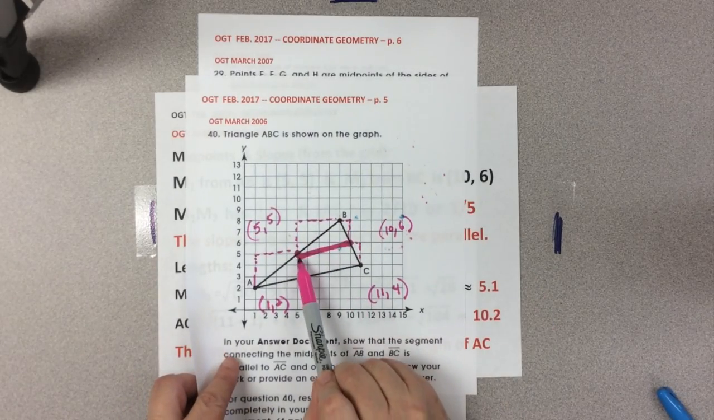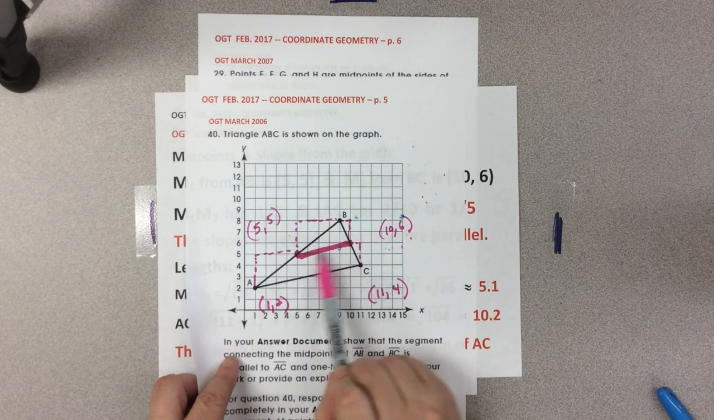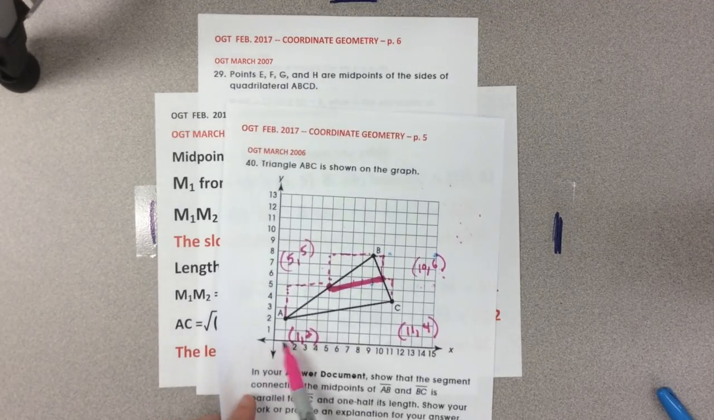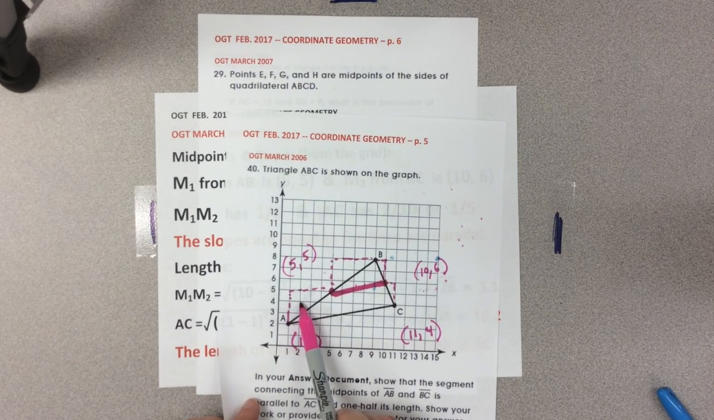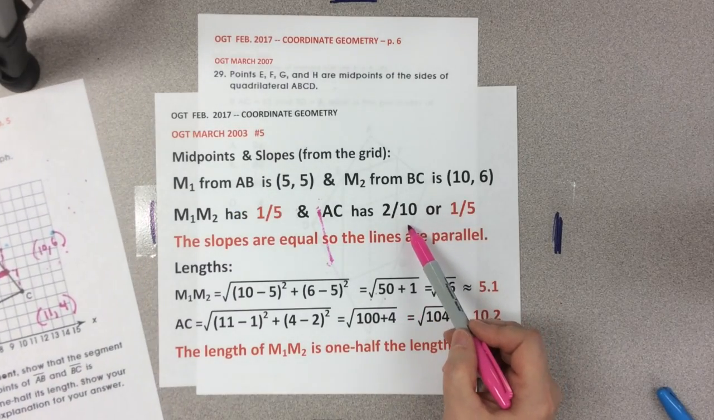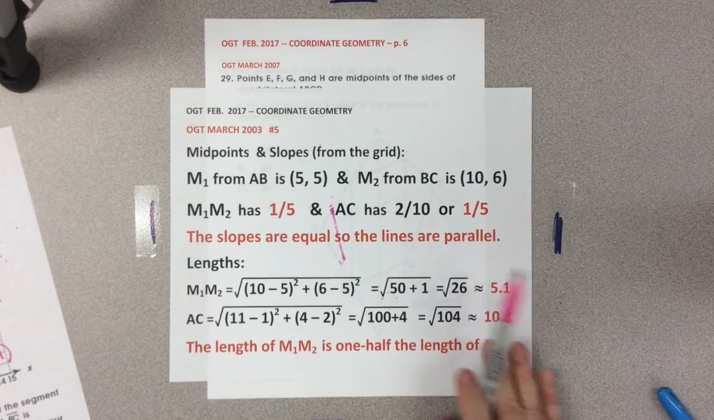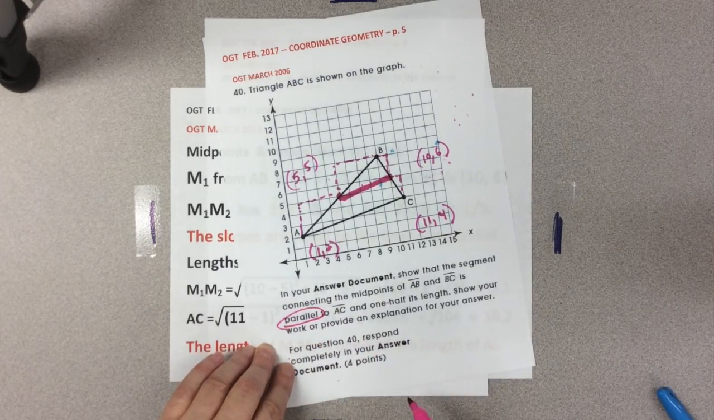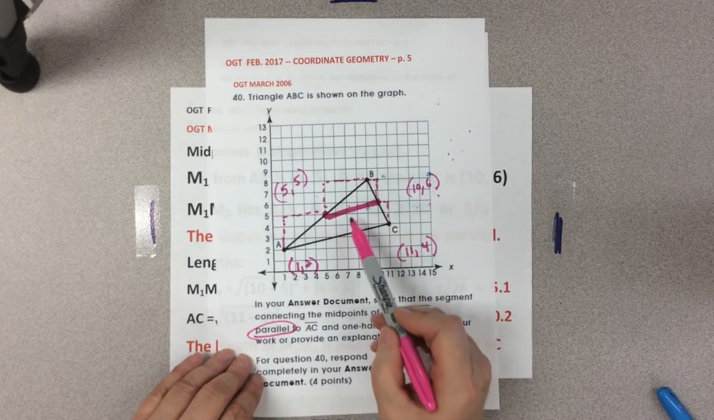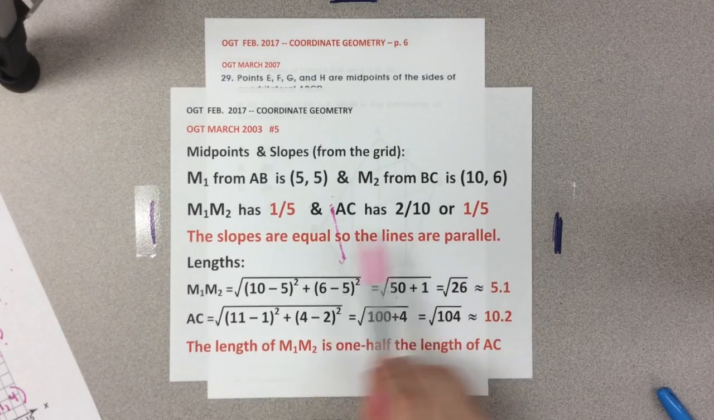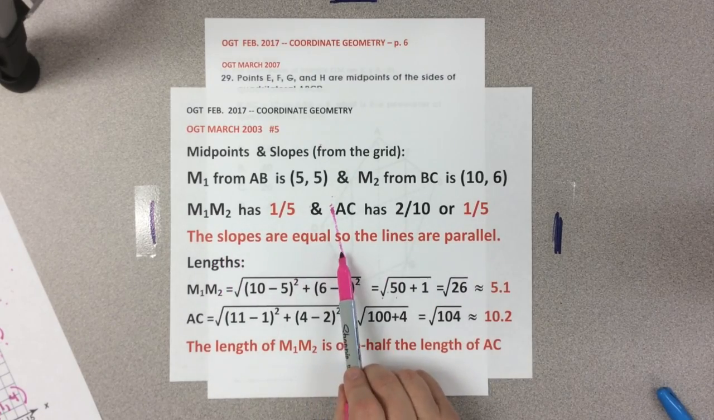So again, if I go up and over for this line, I went up 1 and over 1, 2, 3, 4, 5. So that slope was 1/5. AC, I went up 2 and over 1, 2, 3, 4, 5, 6, 7, 8, 9, 10. But up 2 over 10 simplifies to 1/5 as well. So remember we talked about parallel lines have to have the same slope. So I have just shown that these two lines are parallel because they have equal slopes. So I showed the slopes, said the slopes are equal, so the lines are parallel.